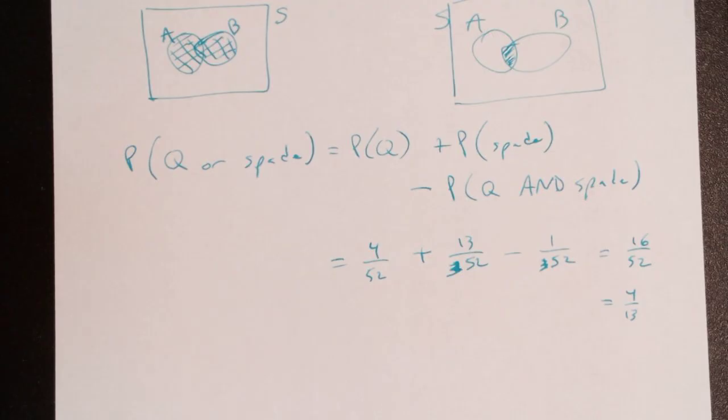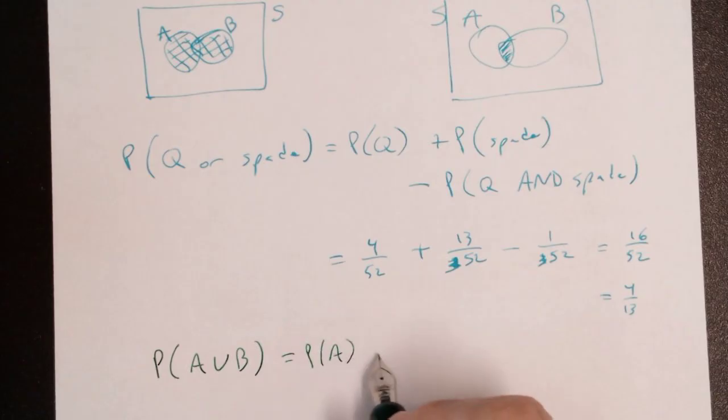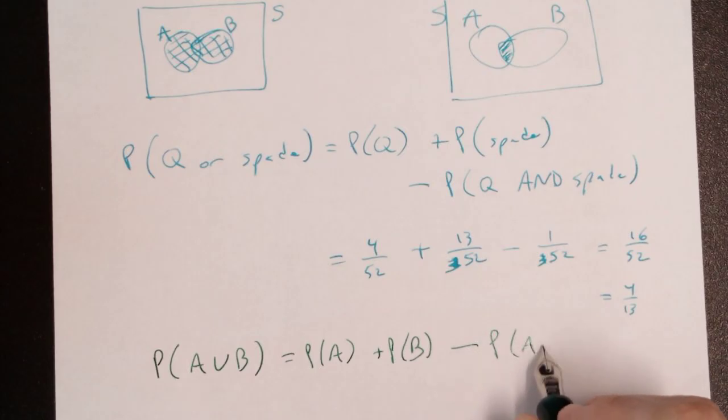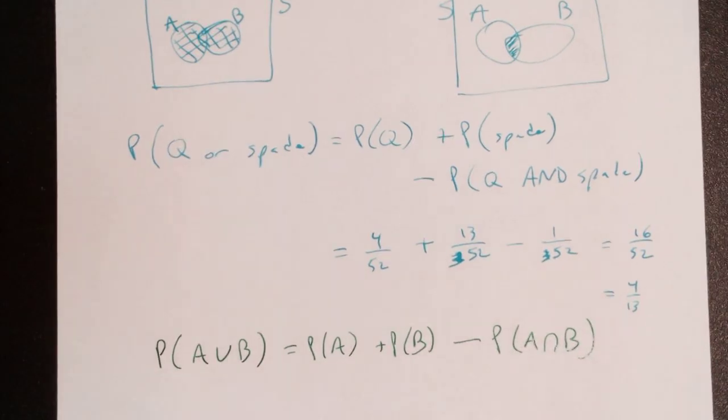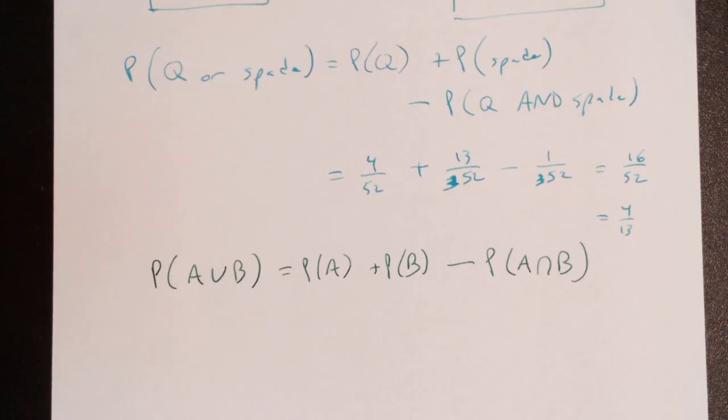This idea, in general, is called the inclusion-exclusion principle. I included something too many times, so I have to make sure to exclude it as well. The chance of A or B is the chance of A plus the chance of B minus the chance of both. So really, in order to do an "or", I have to do an "and".